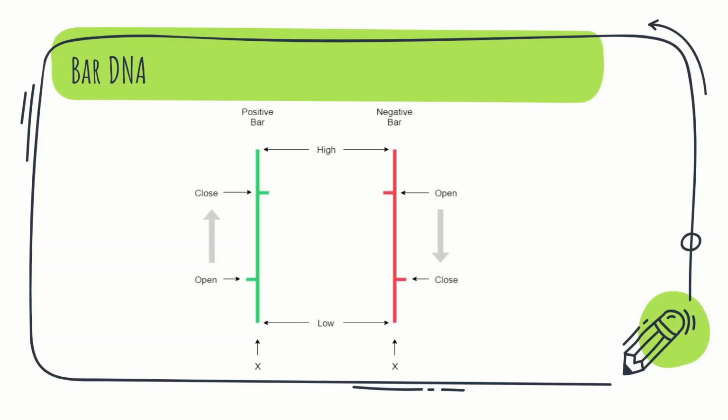Now, ito ang DNA ng mga bars. Okay? So, each bar has a high and has a low. Okay? Kapag may kulay yung chart nyo, so again, depende to sa kulay nyo, no? But by default, green bars are positive and red bars are negative.